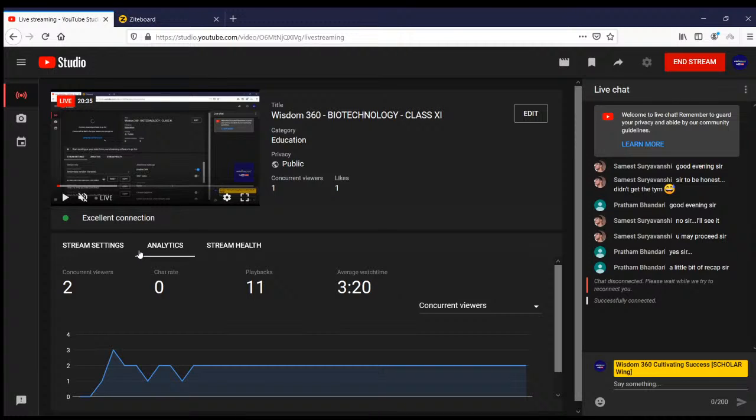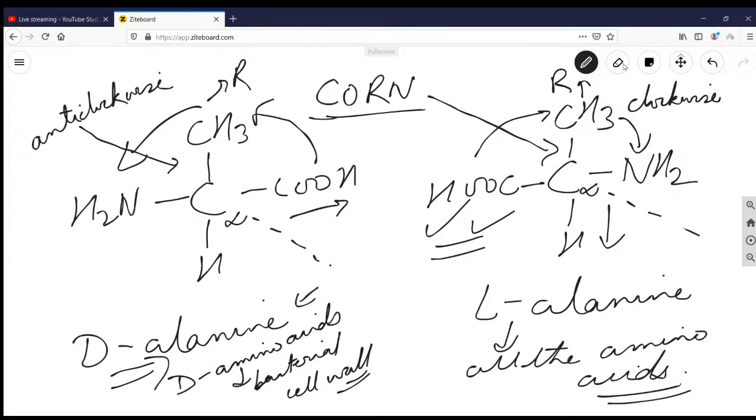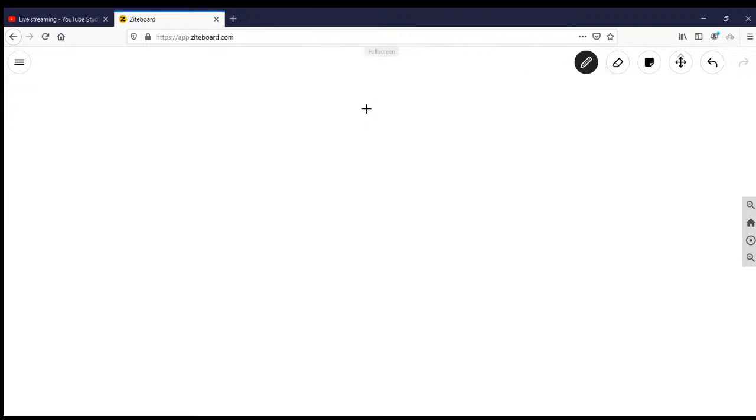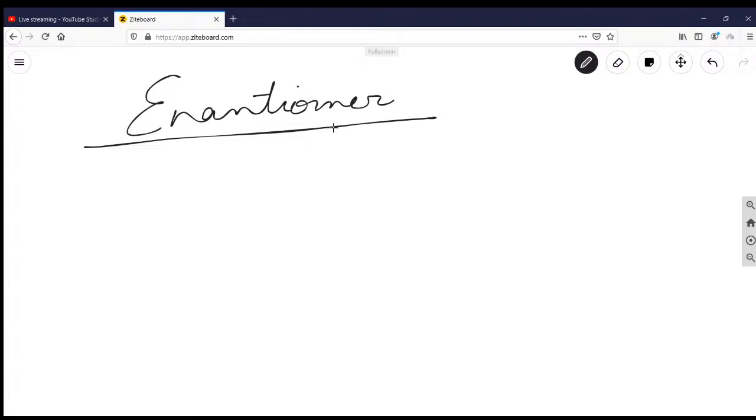So now, one thing I said was enantiomer. Let me tell you what enantiomers are. Enantiomer comes up in biochemistry a lot of times, and in NEET questions also. So enantiomer is nothing but, look at these two molecules.